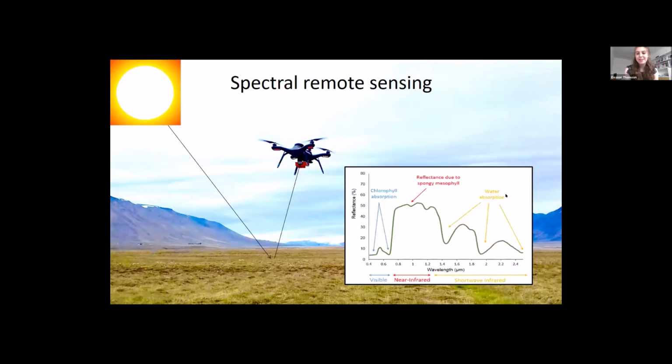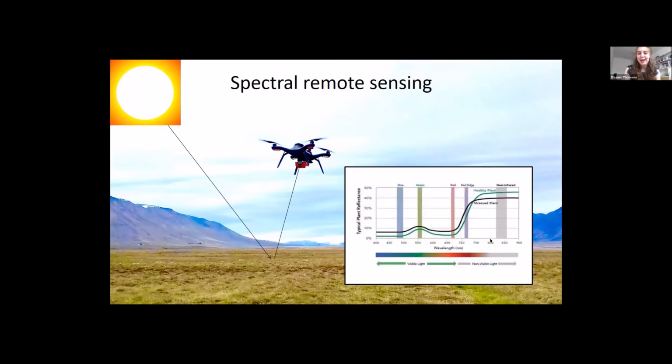So one of the questions is, what can we derive with this perfect field spectroscopy information? And then what can we derive if we downscale to only using these 5 bands on the drone?